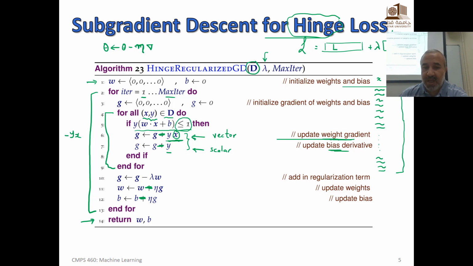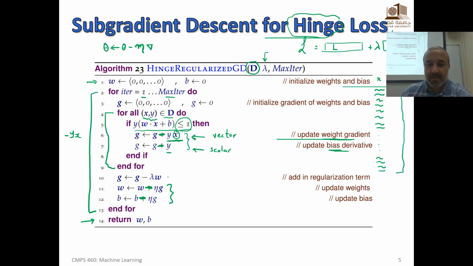After we are done with accumulating the gradients, we should update the parameters, right? So lines 11 and 12 are actually updating the parameters. So W is W minus the learning rate times the gradient, and the bias is the bias minus the learning rate times the gradient with respect to the bias.